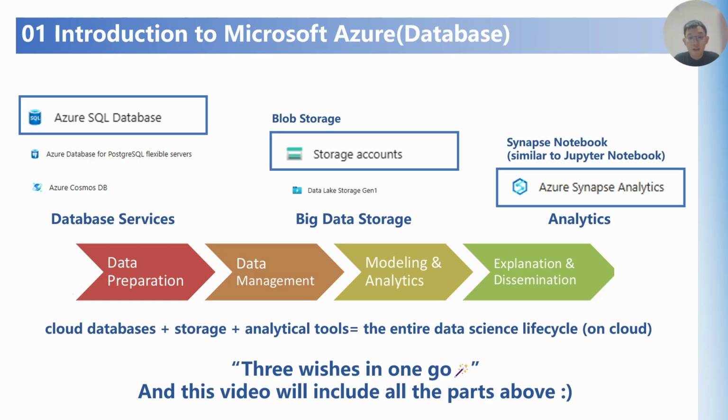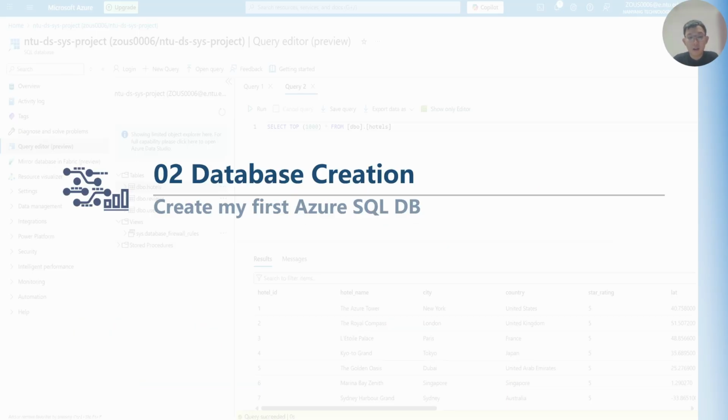Therefore, in my following practical demonstration, I'll be using these 3 core services: Azure SQL Database, Blob Storage for file storage, and finally, Synapse Notebooks for data analysis. This is what I like to call 3 wishes in one go, and the upcoming demonstration will include all of these parts. So let's go to the second part, database creation.